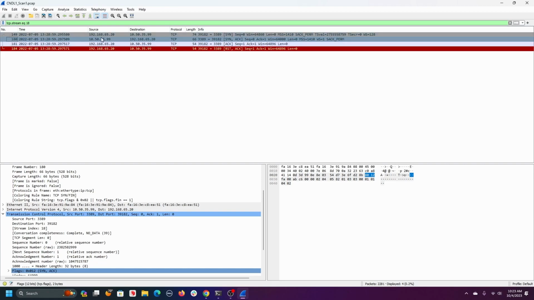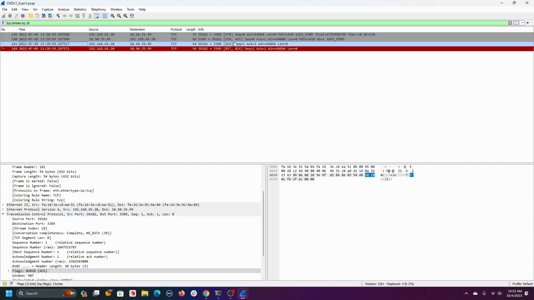Say this were a SYN scan, you wouldn't have this packet right here. You wouldn't have the ACK packet. You would just see the SYN ACK, and then the attacker would immediately shut down that connection with a reset packet. Sometimes you'll just see reset, sometimes it'll be a reset ACK.